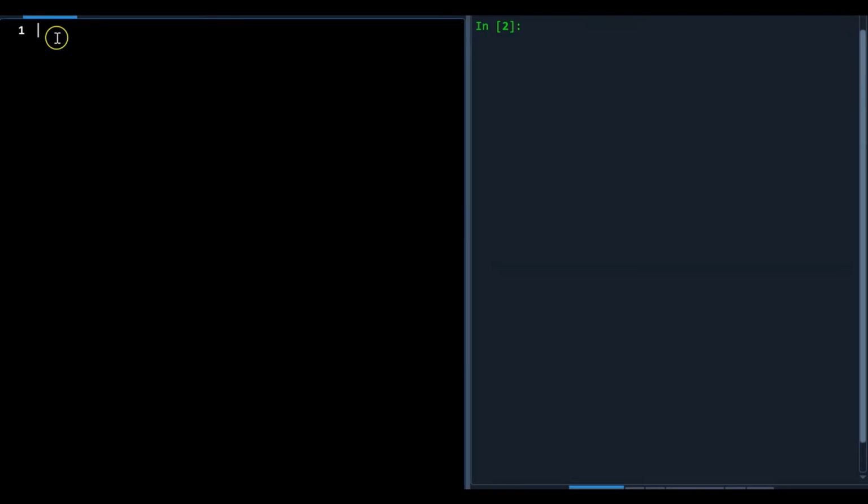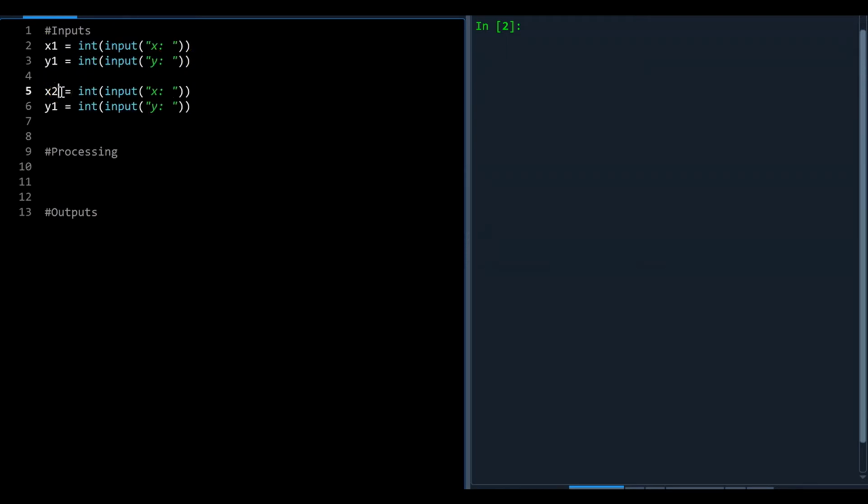So let's go into our IDE and start this out. We'll get our inputs, we'll do our processing, and we'll do our outputs. Okay, so the inputs are the 2 points. So I need an x1 input, so let's say x, and then a y1. We'll say y. Okay, and we need to do that again for x2 and y2. Okay, so first point, second point.